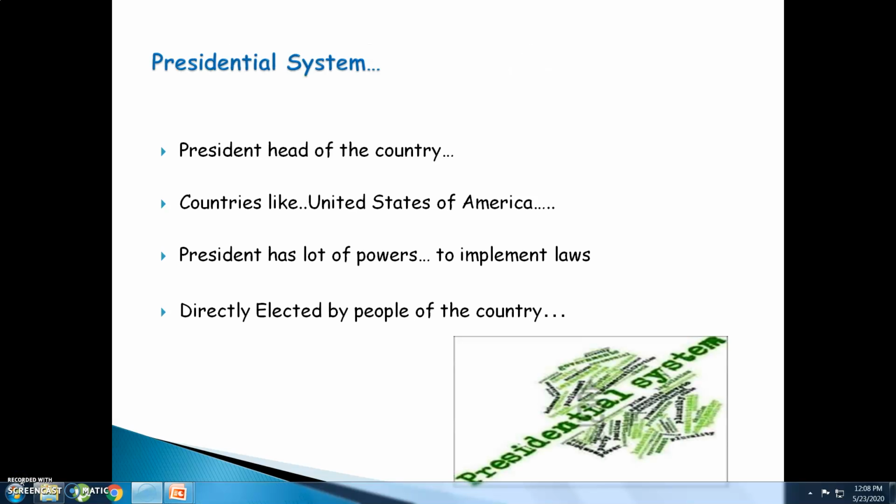In the presidential system of government, the President is the head of the country. All the countries like the United States of America and Russia have adopted the presidential system of government. When you have such a type of government, the president has a lot of powers, the powers to implement laws. The president of this country is directly elected by the people of that country.